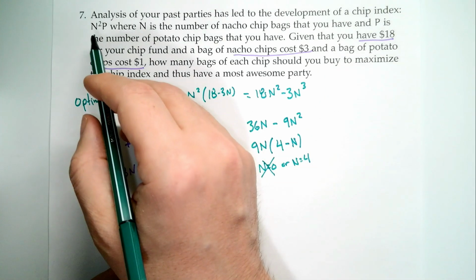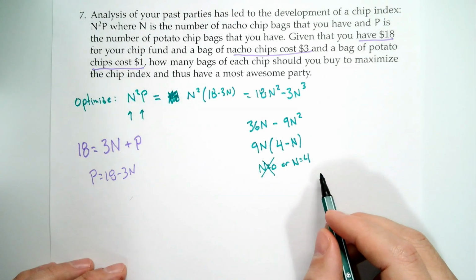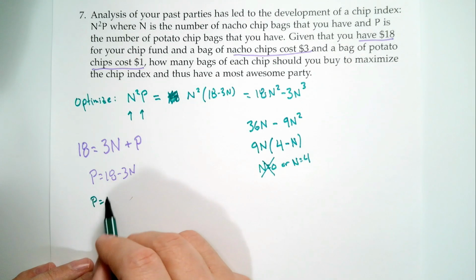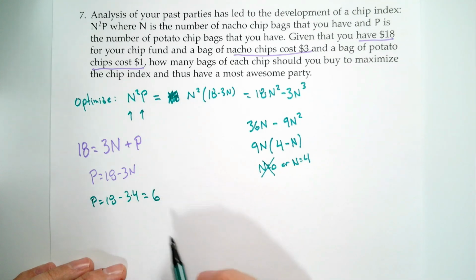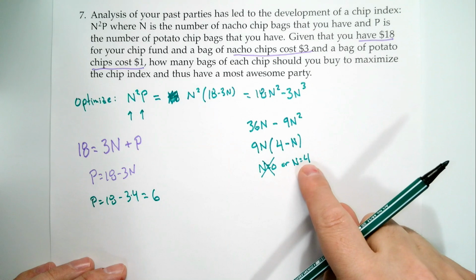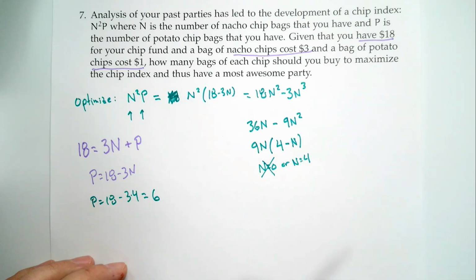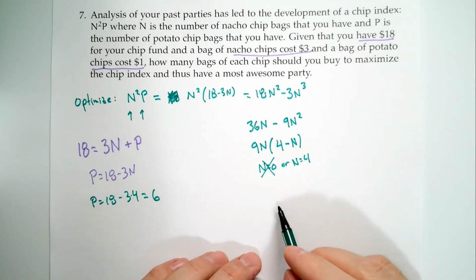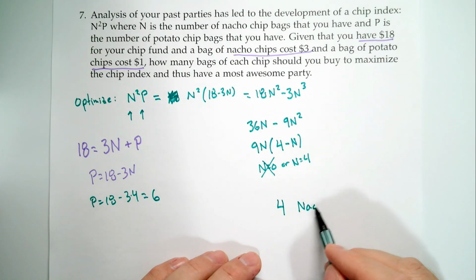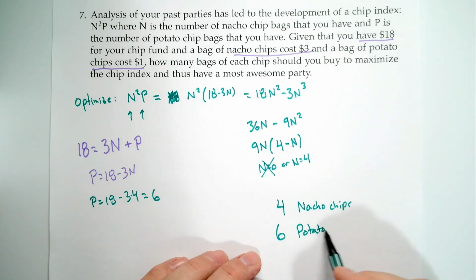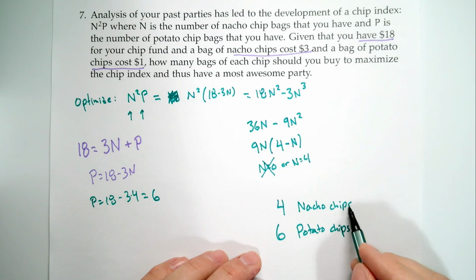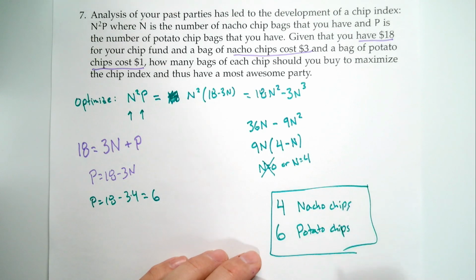Well, we'll have something, right? So if n equals 4, what's p? Well, let's come over here. That would be 18 minus 3 times 4. 18 minus 12 is 6. Okay, so we're going to have 4 squared times 6. That sounds pretty good. That's a pretty high number. That's 16 times 6, 96. That's a really good index, right? So we should get 4 nacho chips, and we should get 6 potato chips. That's how we can maximize our index and have a most awesome party.